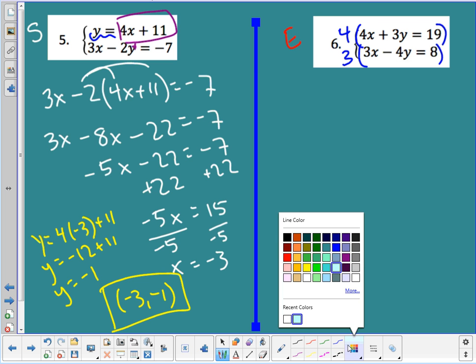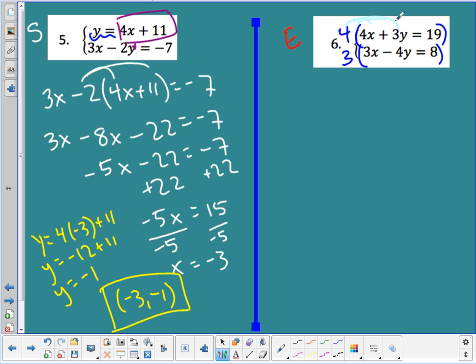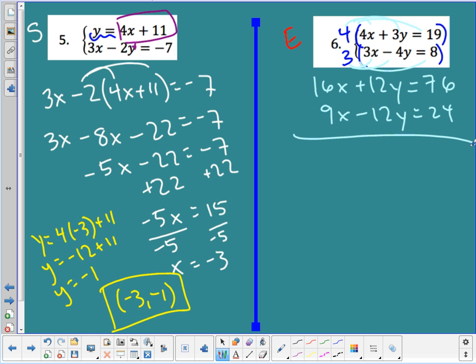So let's rewrite those two equations. Distributing the top one gives me 16x plus 12y is equal to 76. Distributing the bottom one, I get 9x minus 12y is equal to 24. Adding those two up, my y terms drop out. 16x and 9x is 25x, and 76 and 24 is 100. Dividing by 25, I get x is equal to 4.